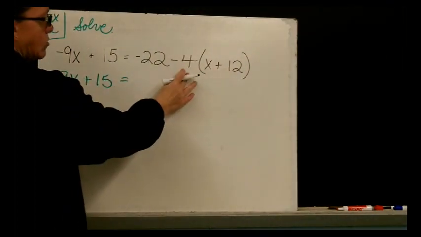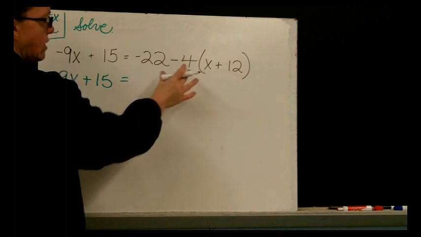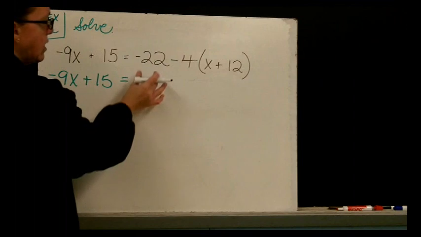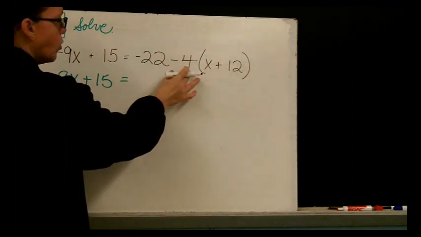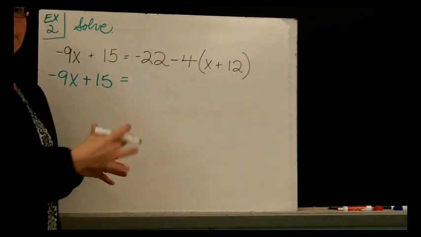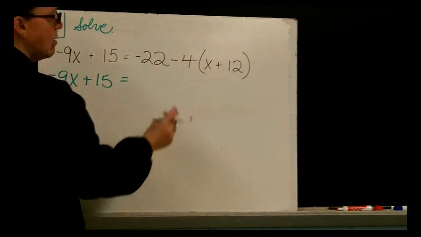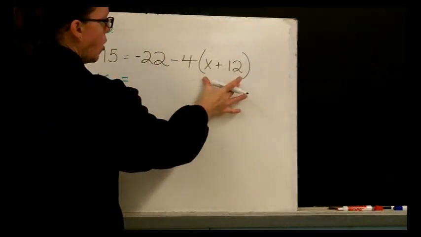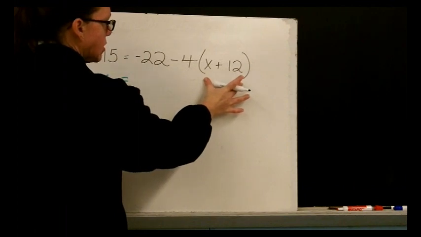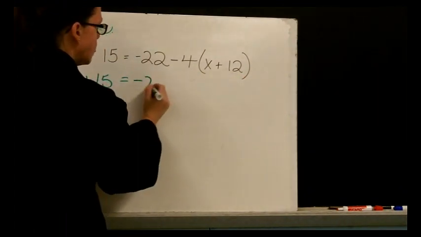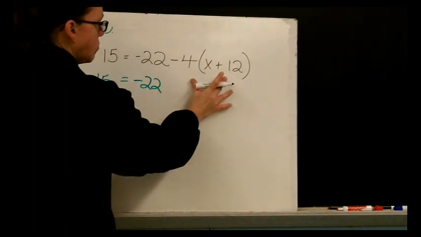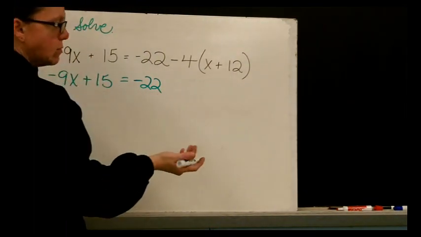Here is where most mistakes happen. A lot of times people will see the negative 22 minus 4 and right away want to combine those terms. What we have to see here is that this 4 is connected. It belongs to this set of parentheses. So this negative 22 has nothing to do with this part of the expression yet.